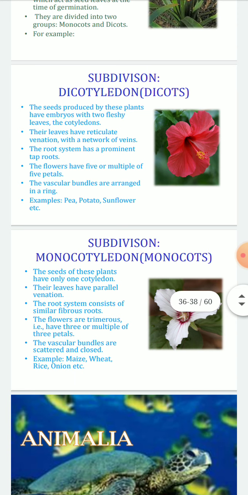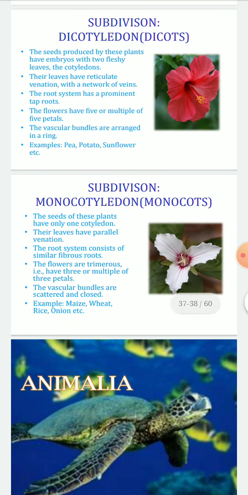Now the next is the subdivision monocotyledon, that is monocots. The seeds of these plants have only one cotyledon and the leaves have parallel venation. In dicots we have got reticulate venation, and in monocots we have got parallel venation, the two kinds of venation system. The root system consists of similar fibrous roots, and the flowers are trimerous, that is have three or multiple of three petals, and the vascular bundles are scattered and closed. Example: maize, wheat, rice and onion. So this is where we studied about the kingdom Plantae, and the division and the subdivision.